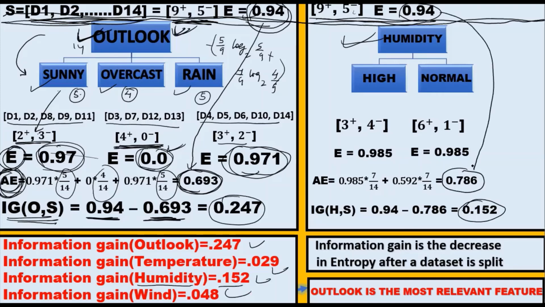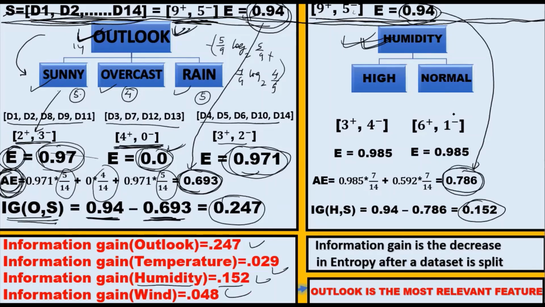0.942. See, if you take humidity as your first node, remember the auto example, or maybe the cab example, the vehicle. So if you say no, I'll give you 500 rupees, maybe you will be ready. Which one you have to use first, money or maybe the distance, the security, what you need to decide. So here humidity, if you take the first node from 0.94, when you divide this to high and normal, the randomness comes to 0.786 from 0.94.